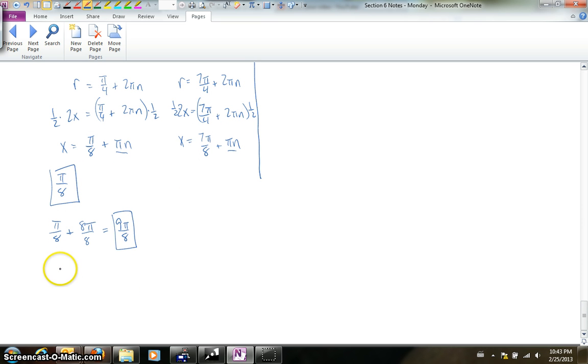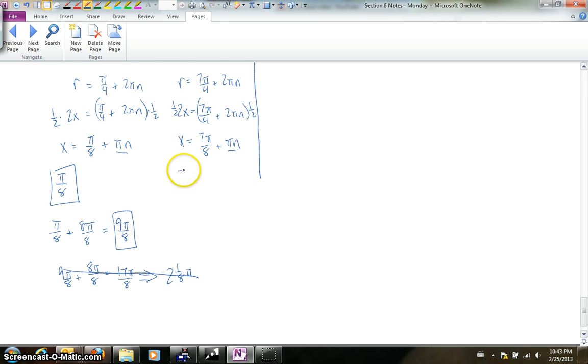Let's see if we can add any more. 9 pi over 8 plus another 8 pi over 8 gives me 17 pi over 8. That's a little bit too big because that's equal to 2 and 1/8 pi. So that's too big, so we're not going to worry about that.